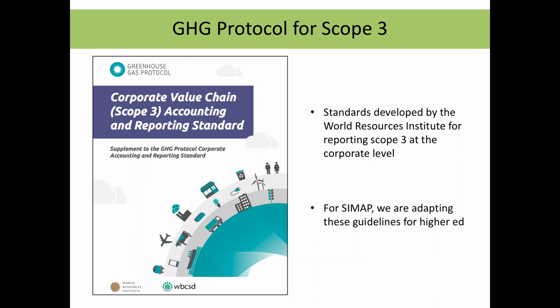What we do for SIMAP is we take this guidance from the Greenhouse Gas Protocol and adapt it to the higher ed sector to make sure that we have the most appropriate and relevant categories for the higher ed sector. One example is the scope 3 category business travel, which is in the Greenhouse Gas Protocol. To make that more relevant for higher ed, we've split that out into more specific categories, such as directly financed travel, study abroad, and student travel to and from home.